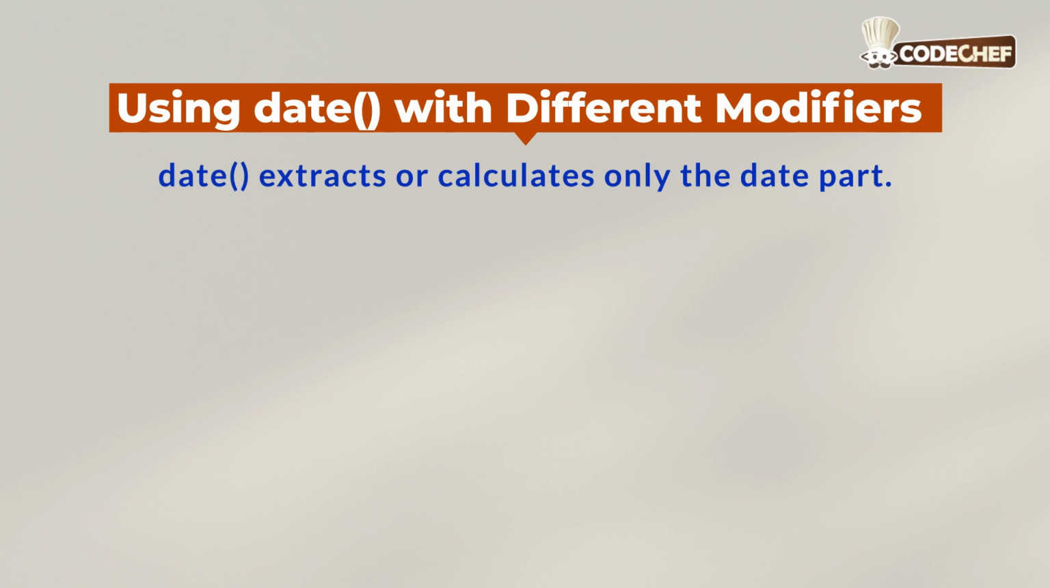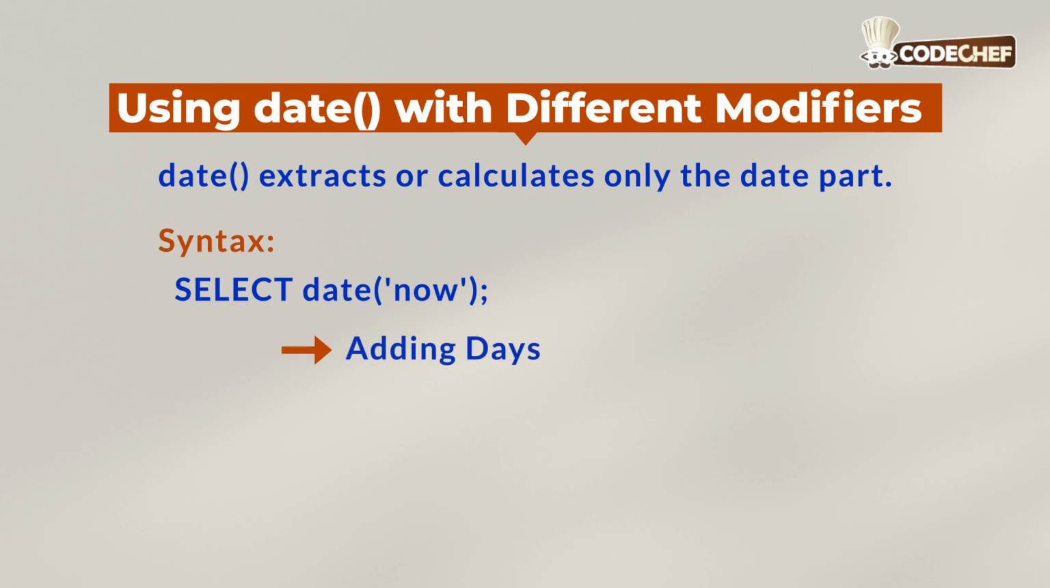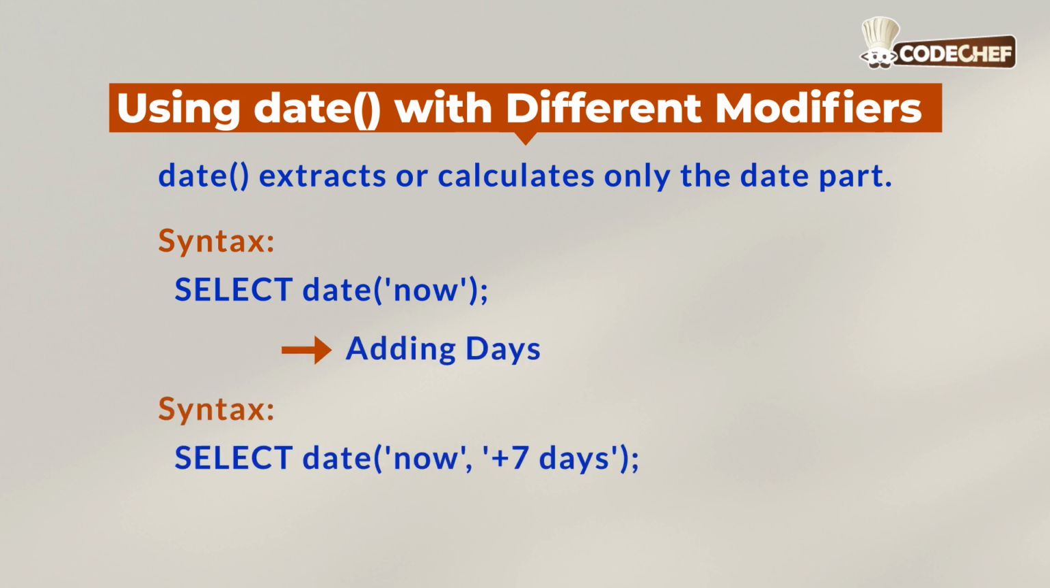Date function extracts or calculates only the date part. Syntax: select date and then inside bracket we have written now in single inverted commas, bracket close and semicolon. First, adding days. Its syntax is select date, then inside bracket now in single inverted commas, then comma, and in single inverted commas we have written plus 7 days, bracket close and semicolon. So this particular SQL query will return the date that is 7 days from today.